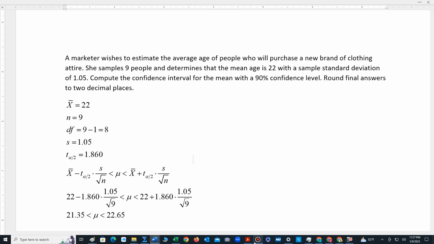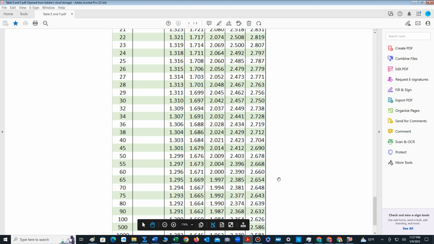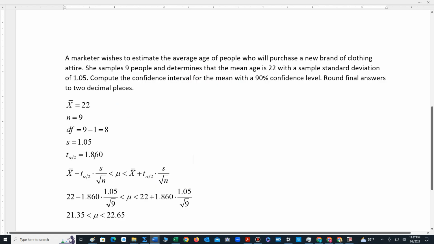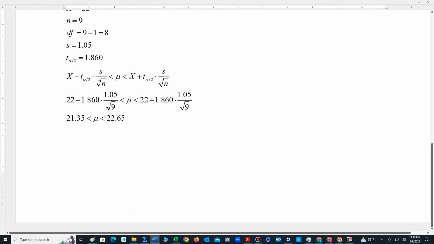We can then look up the t-value in table F. We locate the confidence level. It's 90%. We go down to 8. That's our degrees of freedom. 1.860 is the t-value. Now the formula we use is slightly modified because we're using t-values.